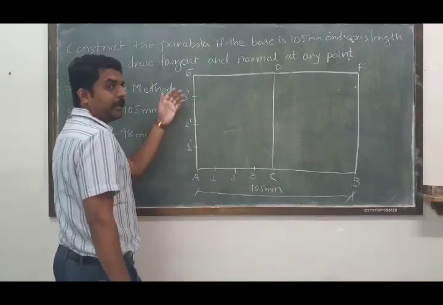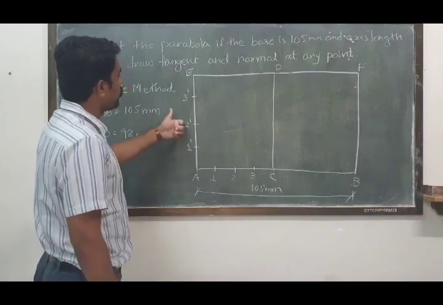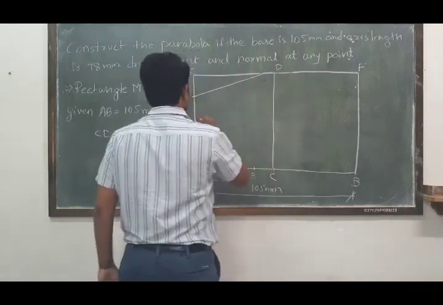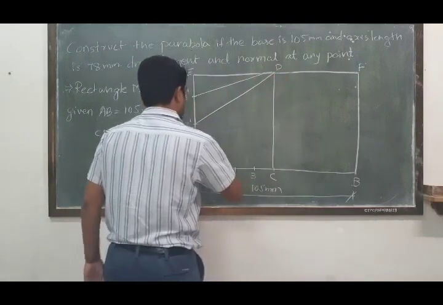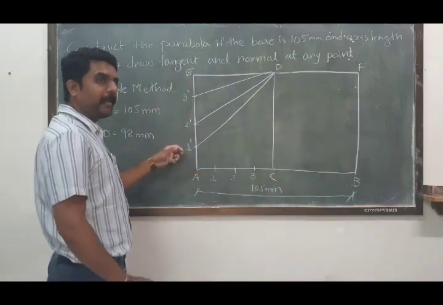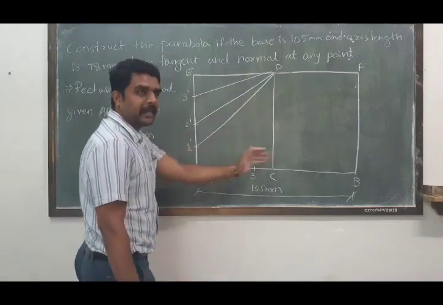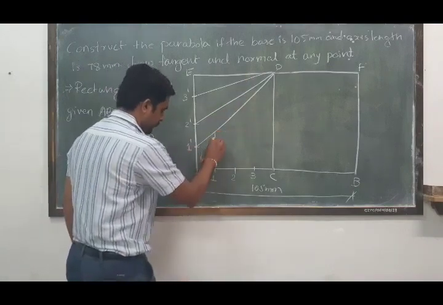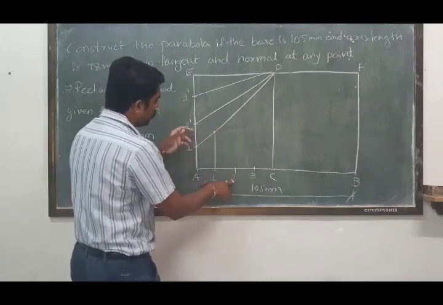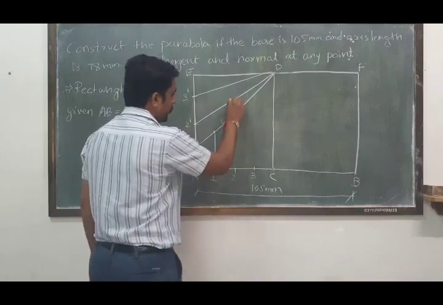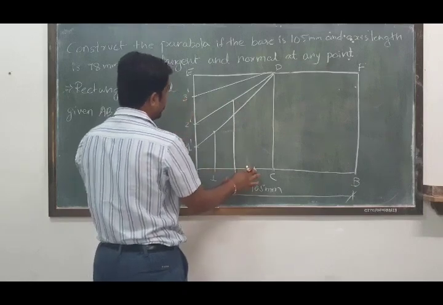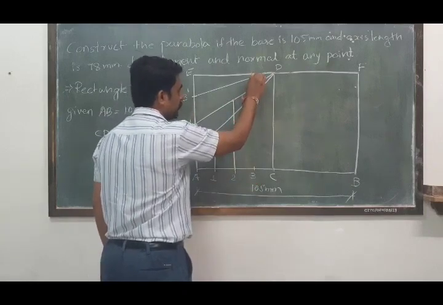Now join all the points 1 dash, 2 dash and 3 dash to point D with a straight line. Draw line 1 dash such that that line is parallel to CD. So I will mark first point. Draw line 2 dash parallel to CD. Draw line 3 dash parallel to CD.